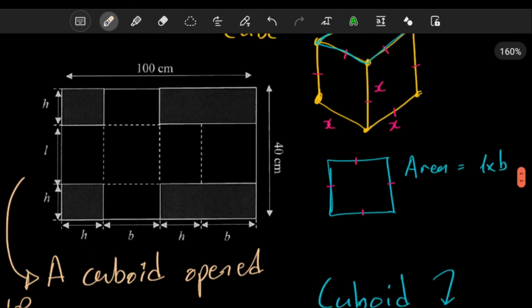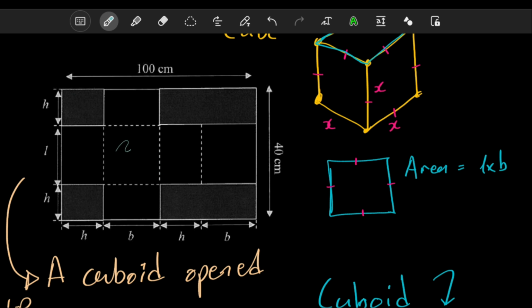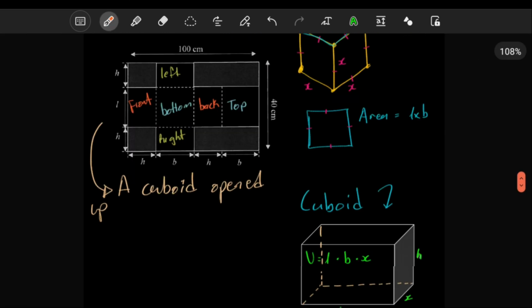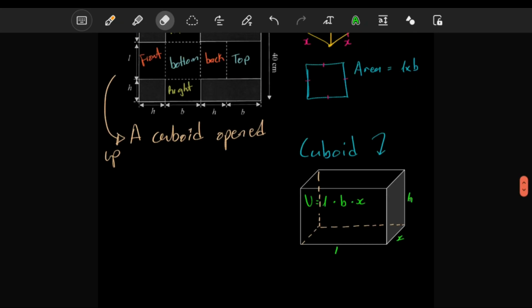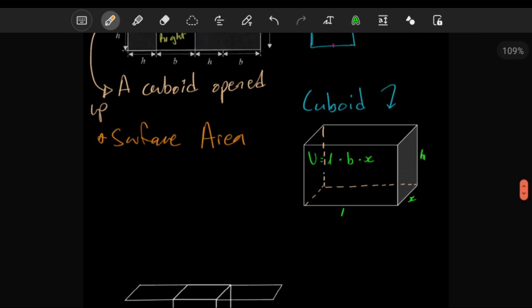If you look at this thing here, it's just a net, but you could think of this as the bottom, and this is going to be the top. This is the left, this could be the right, and here this could be the front and the back. So when it comes to the surface area of a cuboid or a cube, don't overcomplicate it. It's just the different areas of all the different sides added up.